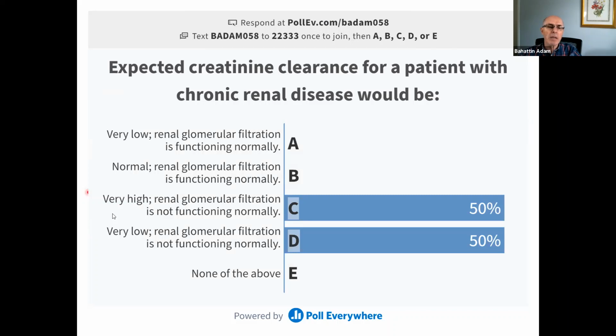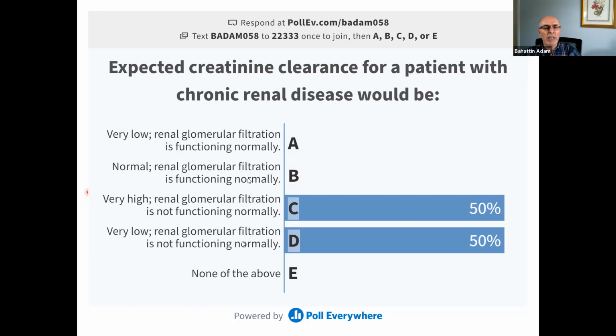Very high renal glomerular filtration? No, renal glomerular filtration will decrease, because you have chronic renal disease. Renal glomerular filtration is not functioning normally.